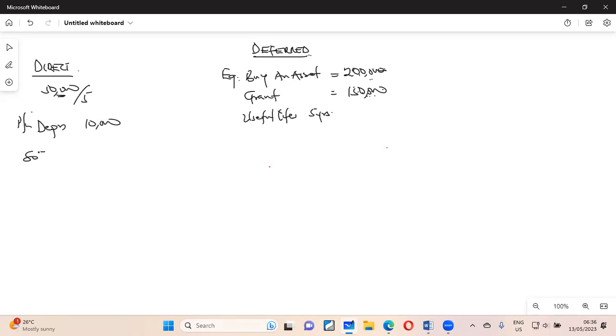And in the SOFP, we all know how you get your carrying amount. It is cost less accumulated depreciation, which will be the 50,000 minus the 10,000. So your SOFP balance will be 40,000. Please, this is the direct method. That's all. It's very, very simple. If you don't understand, then it means that you have decided not to understand.